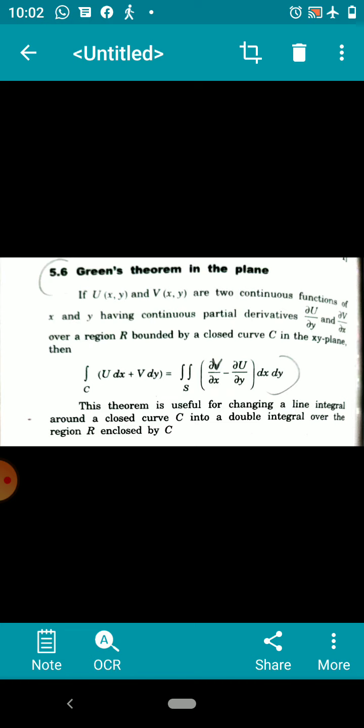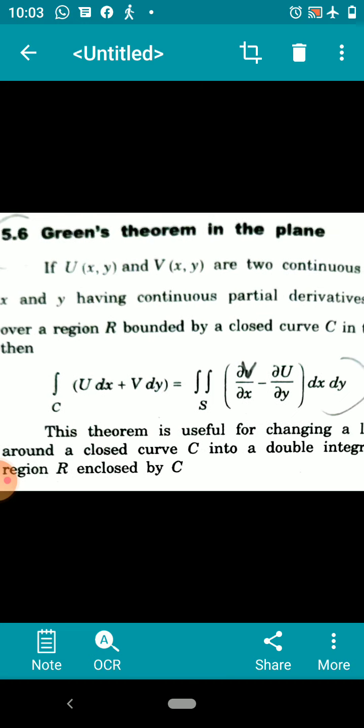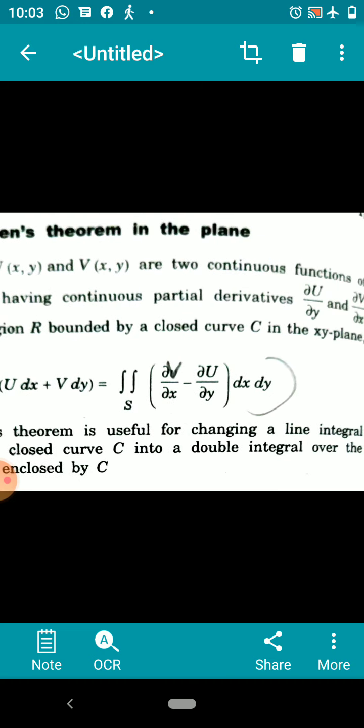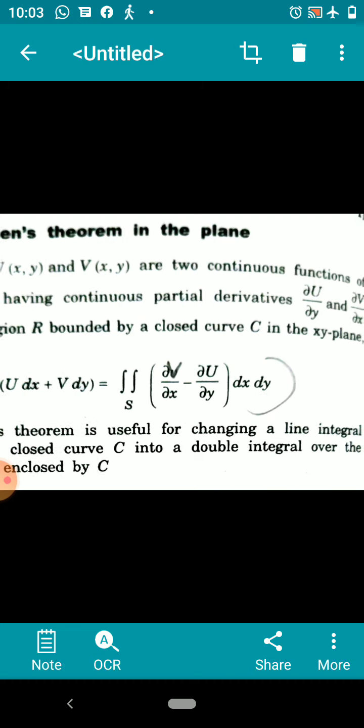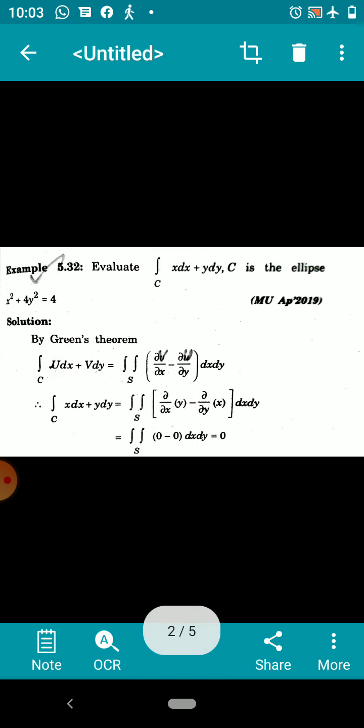That is, if u and v are continuous functions of the variables x and y, which have the partial derivatives dou u by dou y and dou v by dou x over a region bounded by the closed curve C in the xy plane, then we can define the formula as integral over C u dx plus v dy equal to double integral over S dou v by dou x minus dou u by dou y into dx dy. Okay, so this is Green's theorem. Let us see the problems.